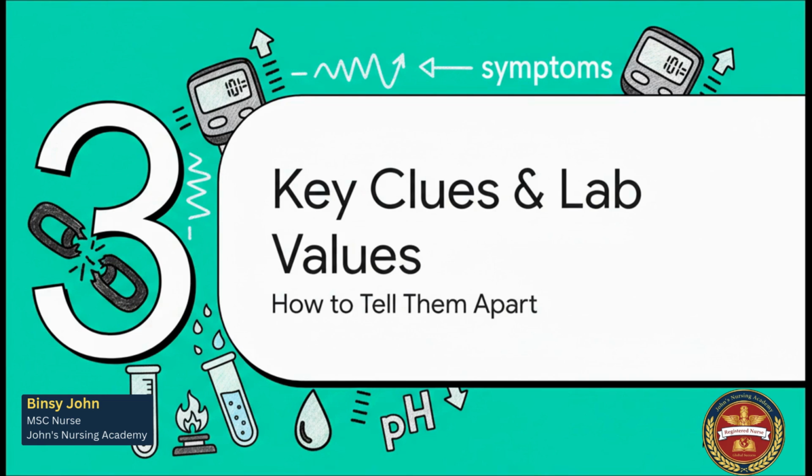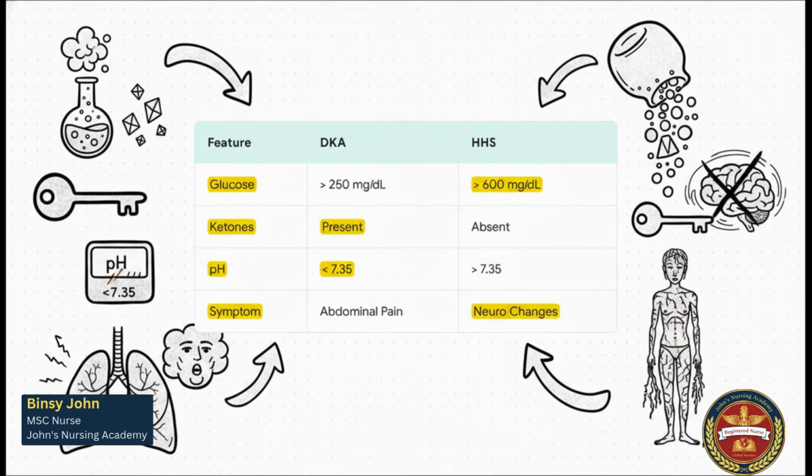This is where the points are, people. This slide right here, this is your NCLEX cheat sheet. Look at the glucose levels. In DKA, yeah, it's high, over 250, but in HHS, it's just astronomical. We're talking over 600 easily. The key difference maker, though, is the ketones and acidosis you see in DKA, which are totally absent in HHS.